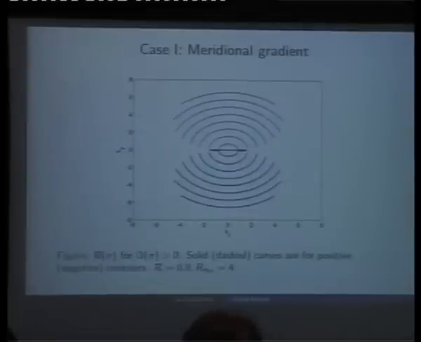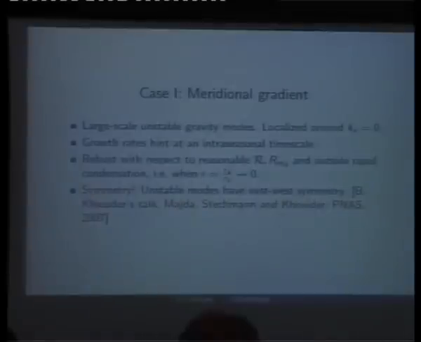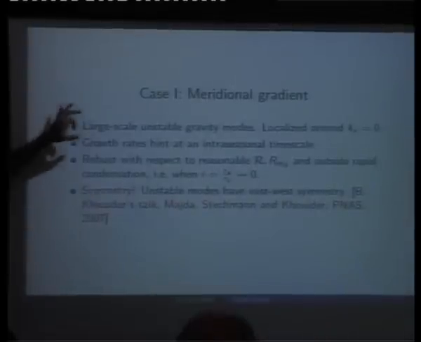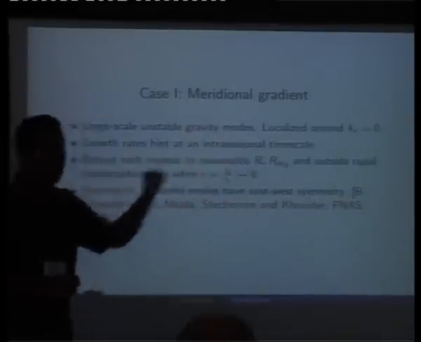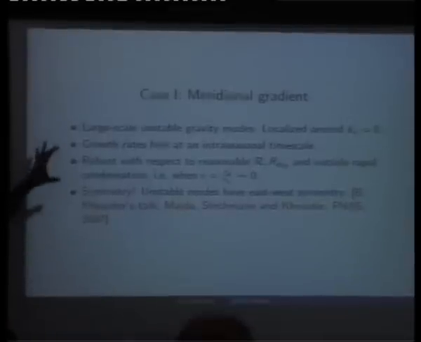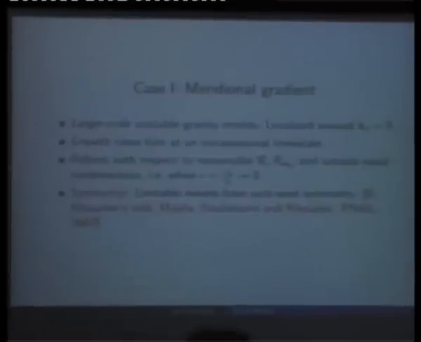The problem is completely symmetric. That is, the unstable modes that one gets are large-scale gravity waves. They're localized around Kx equal to 0. You can vary the parameters R and Rm beta that you have. Most of these properties are very robust with respect to these parameters.